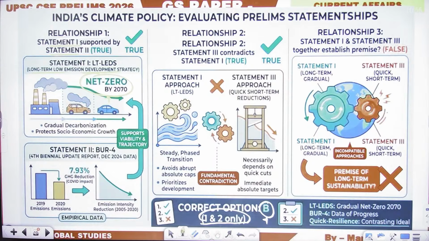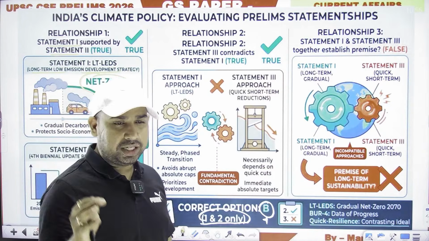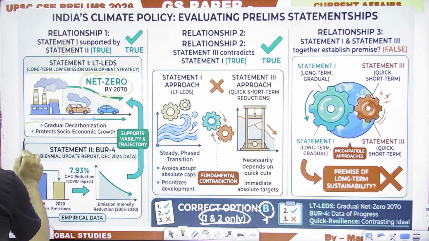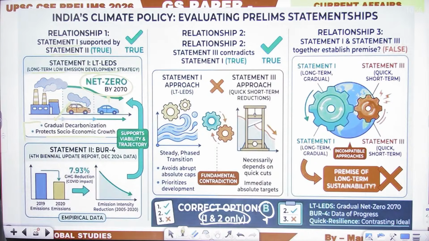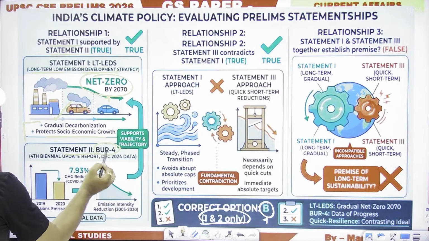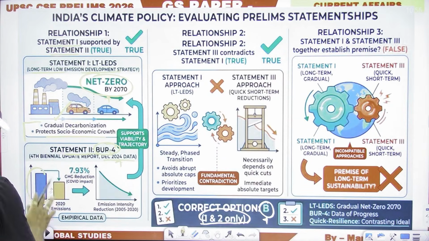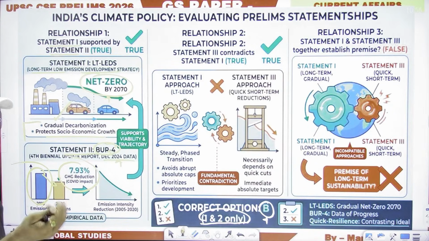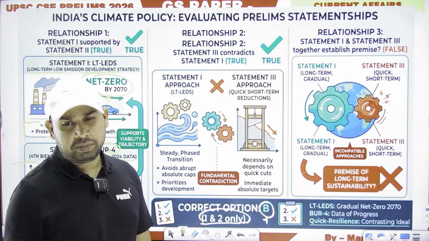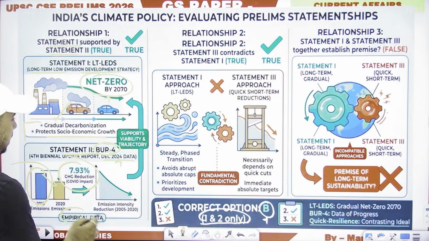Right now we are in 2026. We are promoting electric vehicles, ethanol, all those things. Whatever the things are, the main goal is to reduce the carbon emission. So gradual decarbonization protects social and economic growth. This is the thing. And the statement second is the biennial report that was submitted in 2024. On the basis of the report, 2020 emission was reduced by 7.93% compared to 2019. Approximately it is nearby 8%. So this is empirical data.